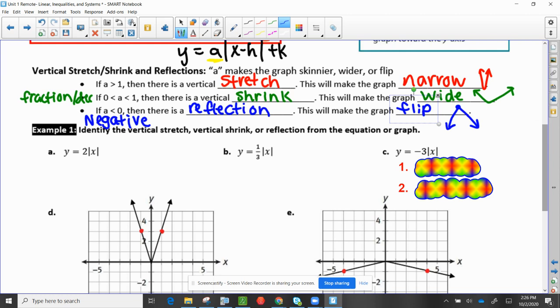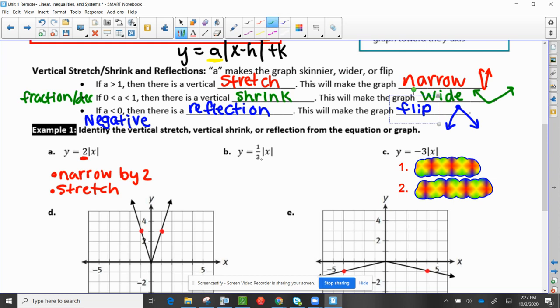Okay, so in A, we have y equals 2 times the absolute value of x. Now, if I look at this 2 in front, 2 is bigger than 1, right? So this is a stretch. Okay, so this is going to make the graph more narrow by a factor of 2. So you can just say it's more narrow, okay? You could call it a stretch, but a lot of times I just say that the graph's narrow. I don't really refer to it as stretch and shrink too often, okay? All right, let's look at B.